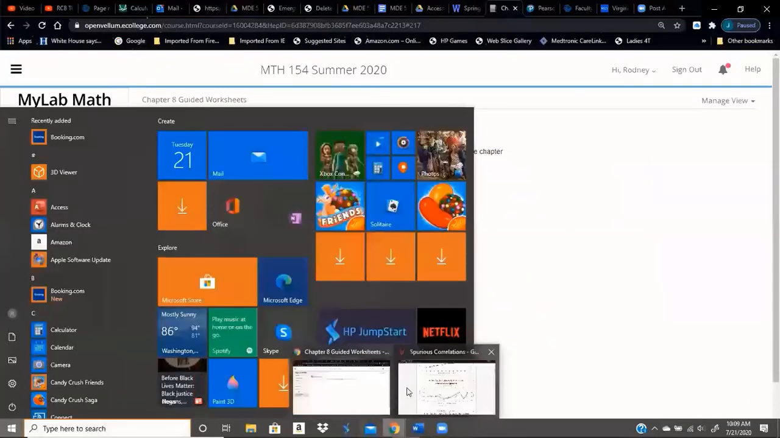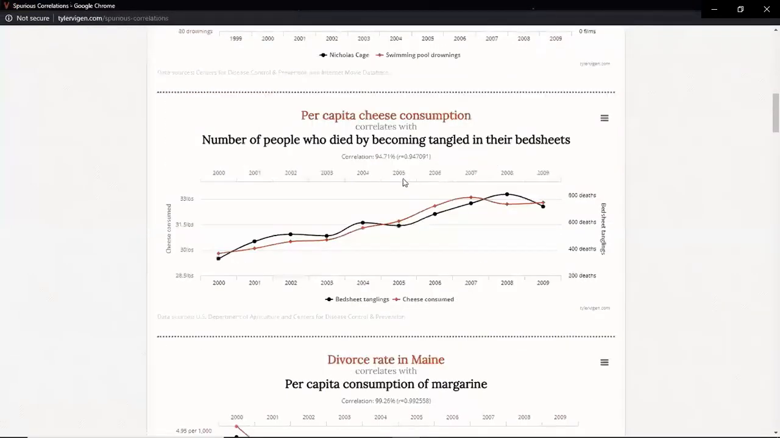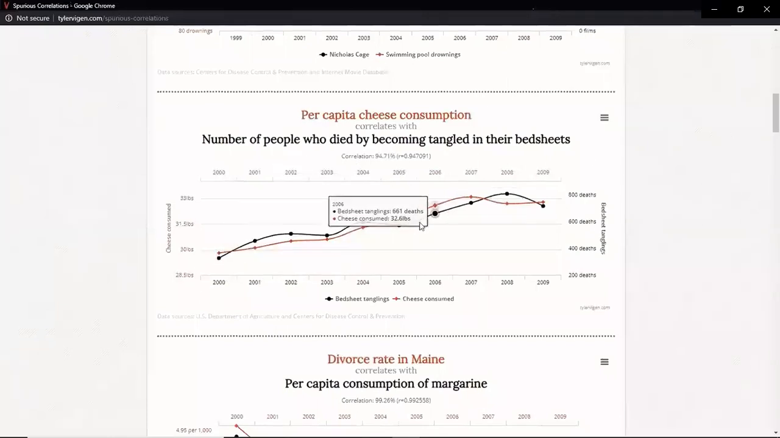I'd have to hit back. The link that I clicked actually said spurious in the title. Per capita cheese consumption versus number of people who've died by becoming tangled in their bed sheets. First of all, I bet you're really surprised at how many people die by becoming tangled in their bed sheets. Hold on, that sounds terrible. Please don't sleep in death sheets. There's your problem: tangled in their bed sheets.